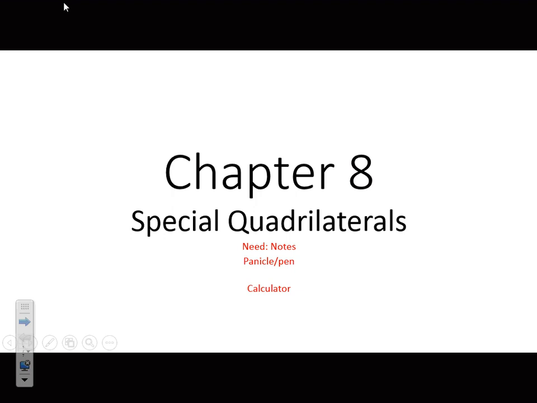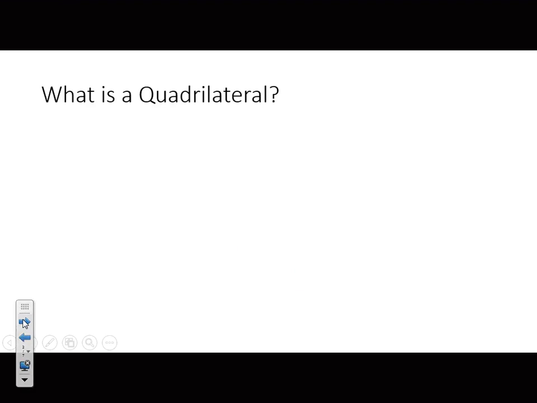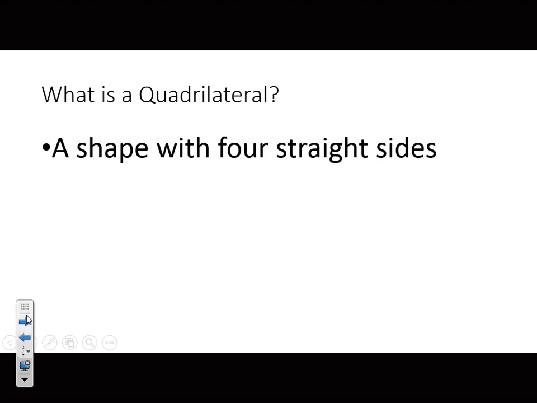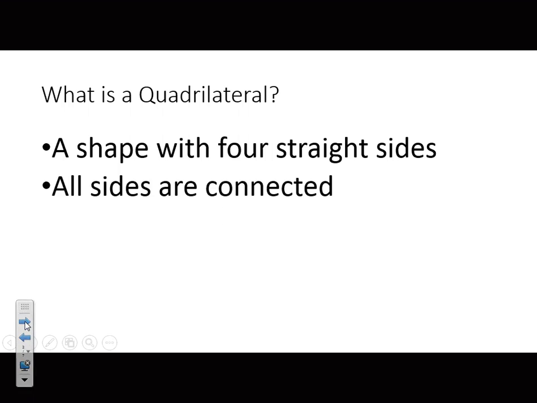So you will need your notes and the printed out note that I gave you, a pen and a pencil, and a calculator. Alright, first thing that needs to go into our notes is, what is a quadrilateral? Well, it is a shape with 4 straight sides and all sides are connected. That's really important. So make sure we get all of this in our notes, please, okay?